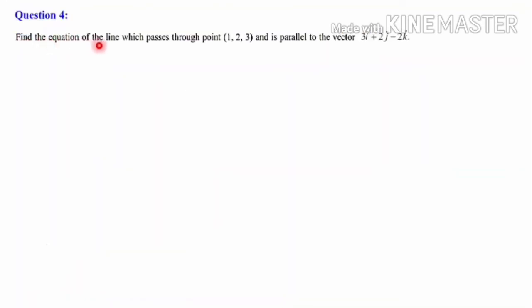Next, we shall discuss question number 4. The question is: find the equation of the line that passes through the point 1, 2, 3 and is parallel to the vector 3i cap plus 2j cap minus 2k cap. From here onwards you have to recall all your formulas and identify which form it is. Here one point is given, and a parallel vector is also given. So that is the point-parallel form: vector r is equal to vector a plus lambda into vector b. While reading the question itself, the formula should come to your mind.